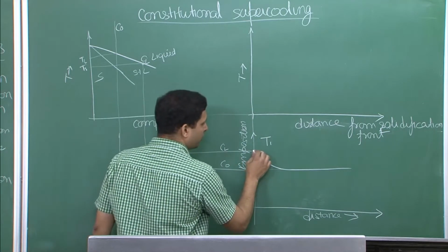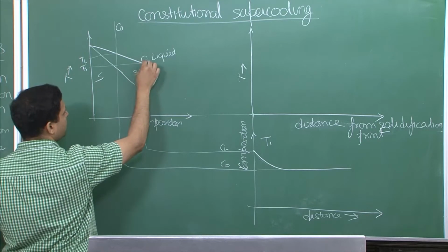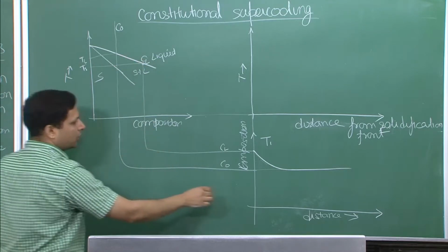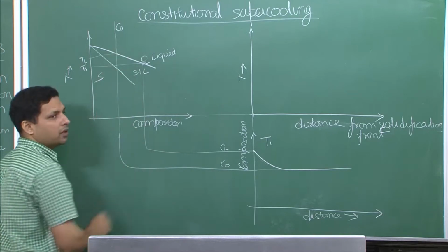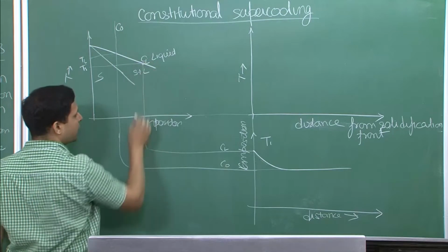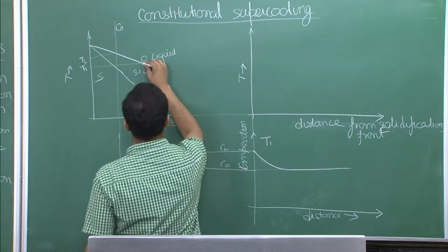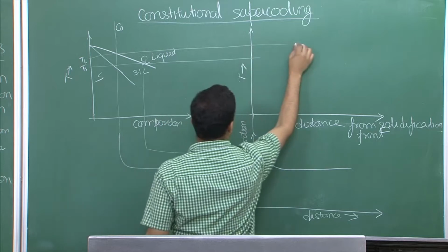Now if the composition is like this, for each and every composition that you see over here, there is a liquidus. For a composition like C naught, the liquidus is higher. For a concentration like Cl, the liquidus temperature is lower. So if you were to project it onto this, this is how it will look.